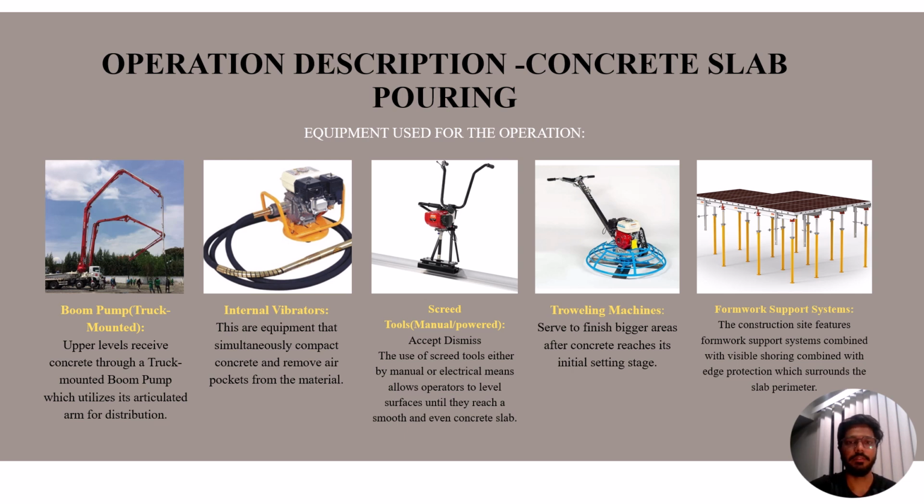And finally, there is a formwork support system, which is used to hold the concrete in place while it sets. This includes the edge protection and the support structure on the bottom of the slab perimeter, so that the bottom of the slab will be maintained. The finish on the bottom side will also be great. Each of these tools is important to keep the pouring of the slab efficient and high in quality.